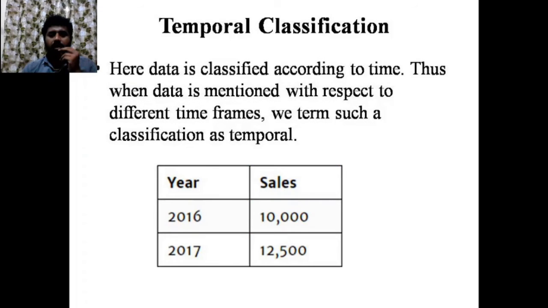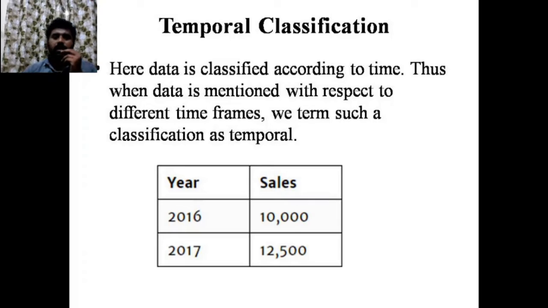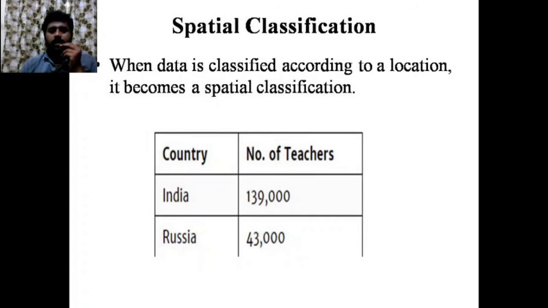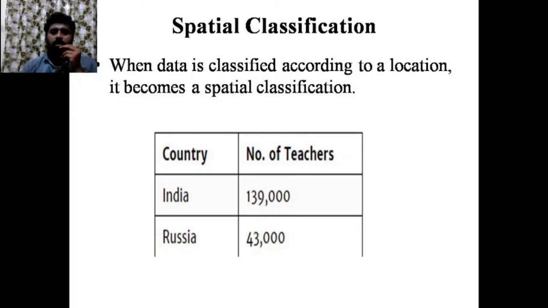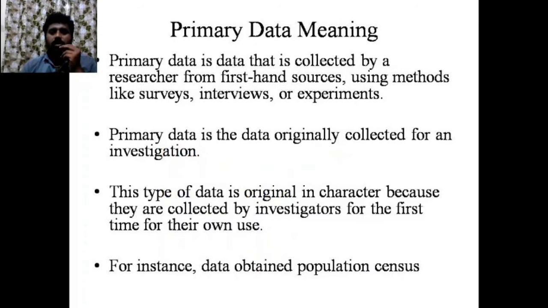Next, a temporal classification. Here the data is classified according to the time. See, 2016 and 2017 sales. What was the sales in 2016? It is 10,000. In 2017 it is 12,500. Next is spatial classification. Here, the classification is done based on the location. Like in India, how many teachers are there? In Russia, how many teachers are there? So this is all about the spatial classification, where the data is classified according to the location.